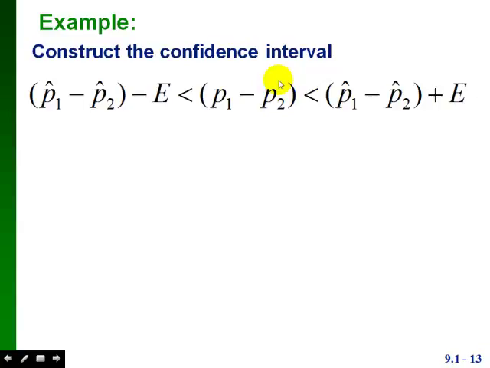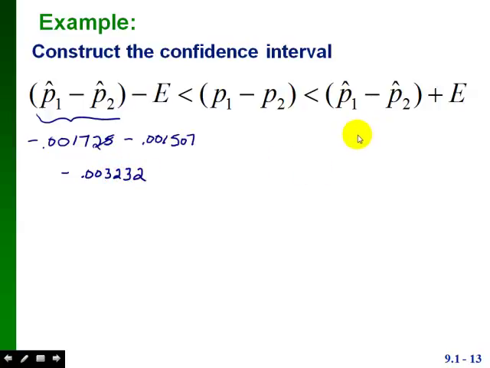Now to construct our confidence interval, we just have to take our point estimate and subtract our margin of error and add our margin of error. So our point estimate we had was, there's our point estimate, and we're going to subtract our margin of error. And subtracting those two, which is going to give us a negative 0.003232. And over here we're taking our point estimate and adding our margin of error. And remember, in both of these our point estimate is still negative.